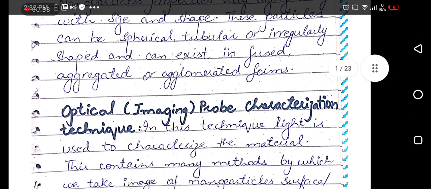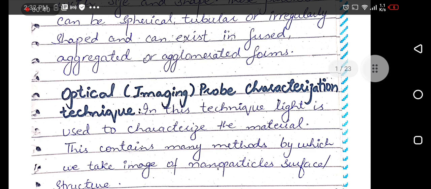The first technique we use is the optical imaging probe characterization technique. In this technique, light is used to characterize the material. This contains many methods by which we take images of the nanoparticles' surface.